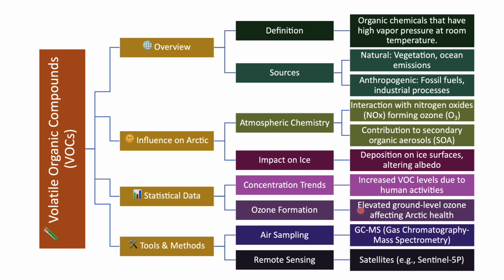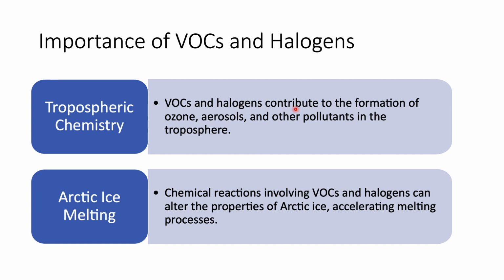And ozone formation, that is, the elevated ground level ozone affecting the Arctic health, that we had seen for the human population. And how do we know all these things are happening? We can do air sampling and remote sensing. So what is the importance of volatile organic carbons and halogens? They contribute to the formation of ozone, aerosol and other pollutants in the troposphere. The chemical reactions involving VOCs and halogens can alter the properties of Arctic ice, which leads to the melting process.